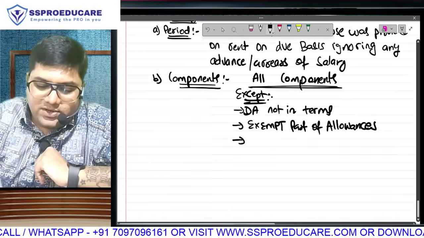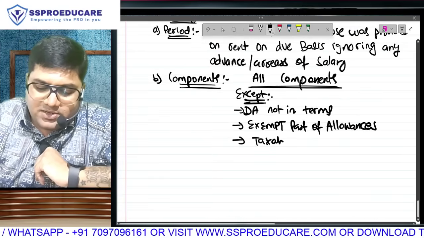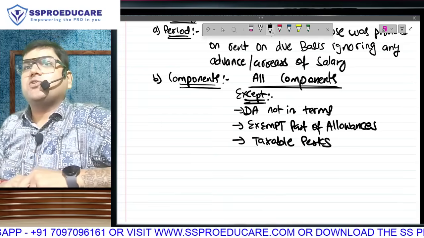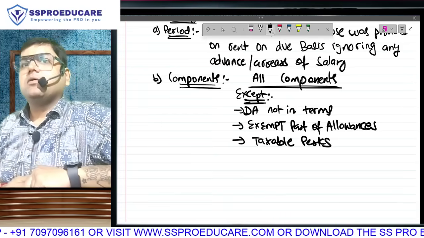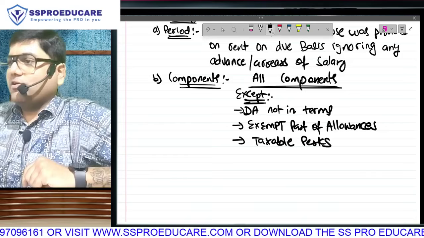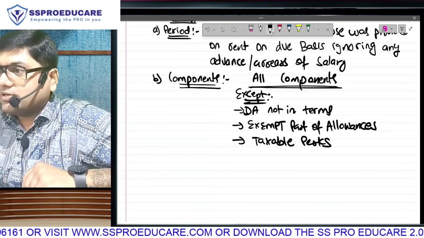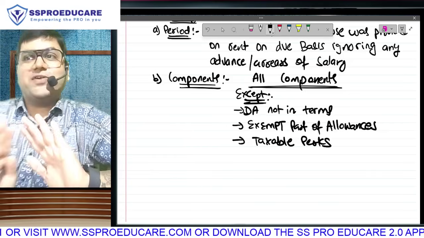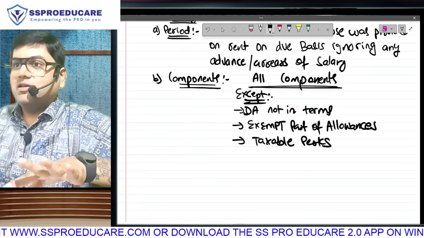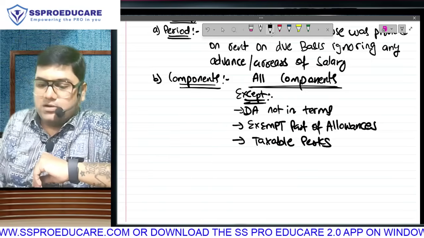Correct? Don't take any taxable perk. Tell me one thing. Is taxable perk a part of the components of your taxable salary? Is it a part of your outer column? Yes, but don't take it here because we have just commenced perquisite valuation. So focus only on monetary benefits; non-monetary don't take for this calculation. Income from salary may take everything, but in this calculation you don't take it.